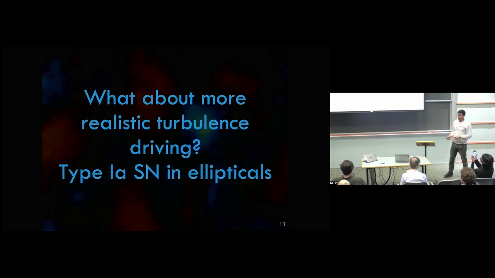So now I was showing you all idealized turbulence driving on like 20 kiloparsec scales. What if we include some more realistic turbulence driving? This is more recently what I've been doing, and we had this paper out just a couple of weeks ago. Here we are looking at type 1a supernovae in massive elliptical galaxies.